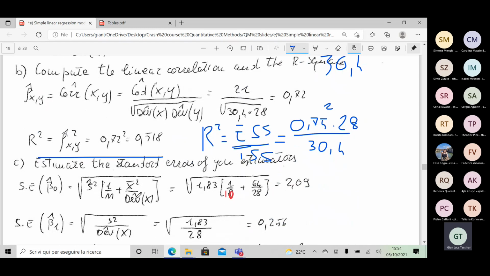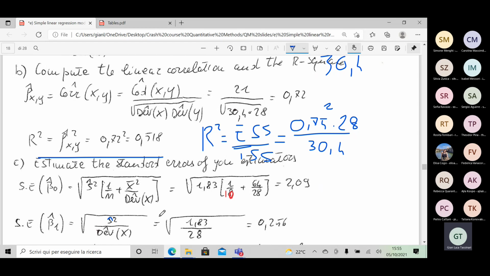We do not have s square, so we need to compute it. For the moment, wait, because we are going to compute it. The standard error of beta 1 is, I forgot the hat, s hat square over the deviance of x, everything under the square root. Again, the deviance of x is here. What we need is s square.